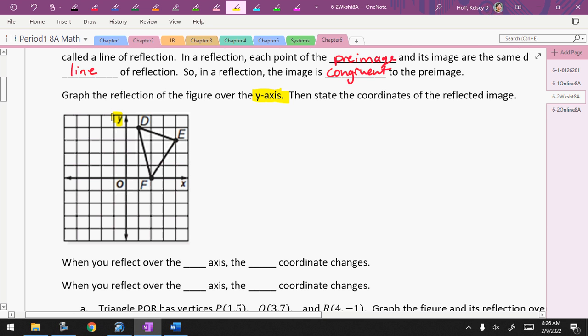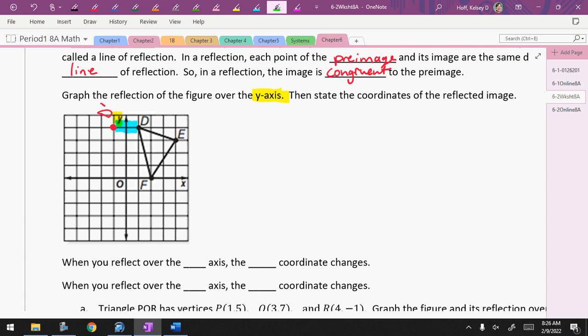So if you put your pencil on D, how far away from that y-axis is D? 1. It's 1 to the right. So when I flip it over, it's going to be 1 to the left. So go 1 on the other side, put a dot there, and guess what we're going to call it? Yep, D prime.